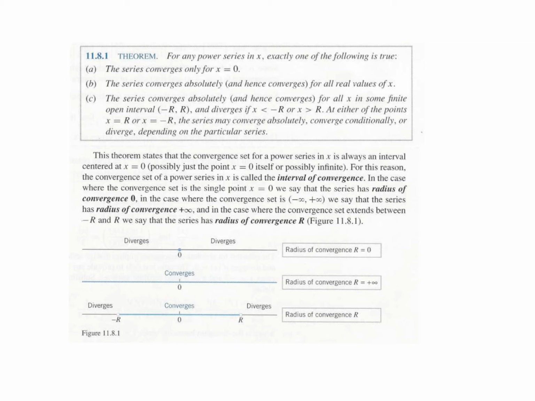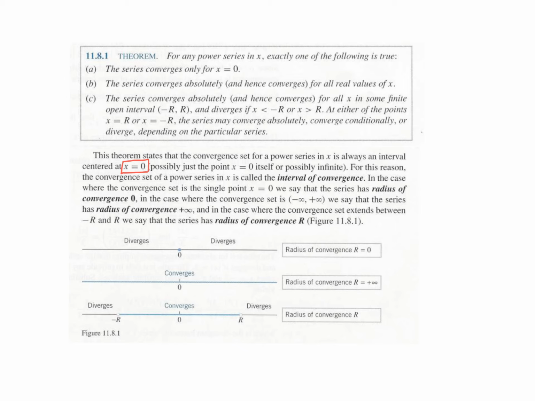On this slide, we're looking at theorem 11.8.1, which talks about the cases of convergence. As a point of fact, every power series in x converges at x equals 0. So 0 is always a point of convergence for all power series in x. If you substitute x equals 0 into a power series in x, you simply get 0 plus 0 plus 0 plus 0 forever. So clearly that converges to 0.